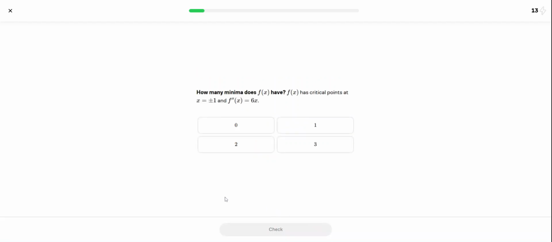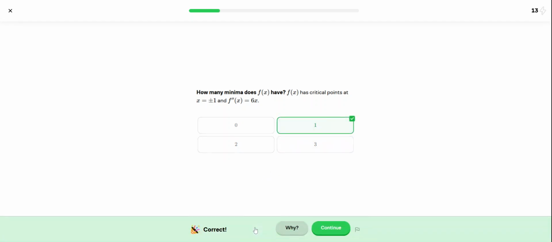How many minima does f of x have? Critical points at x equals plus or minus 1 and the second derivative is 6x. Minima, there's only one. It's the same question I've previously encountered. Let's check it. Yup, correct again.